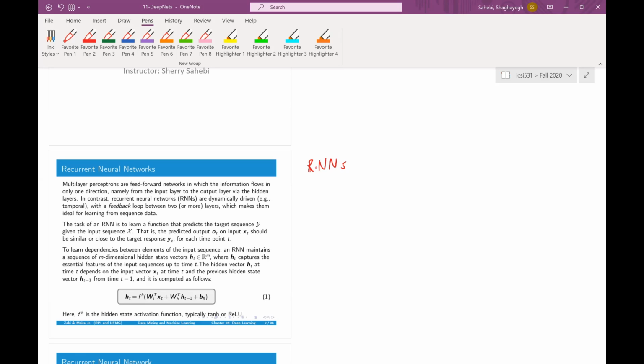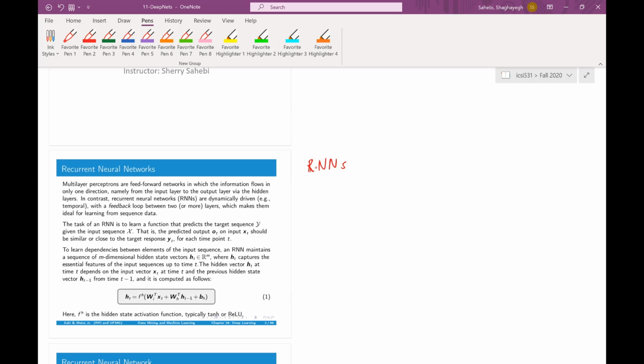What are some examples of those? For example, suppose that you are working with the stock market and the price of a stock. It not only depends on what is going on right now in the world, but also on the previous price of this stock. Or suppose that we are working with textual data.